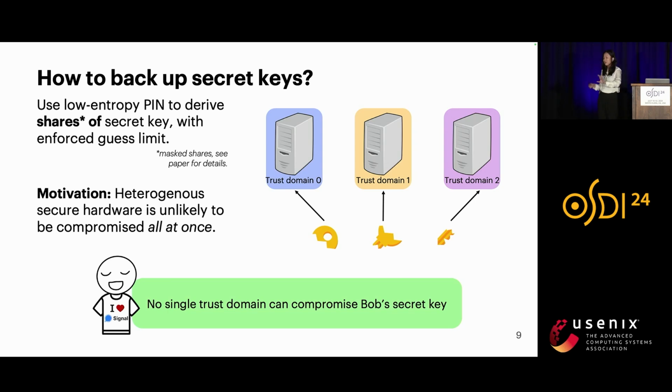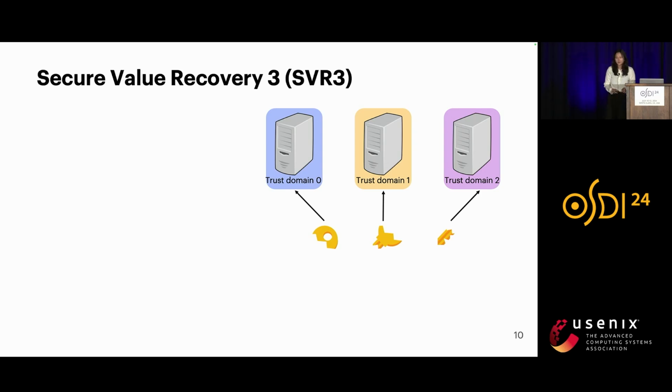And actually, I have shares asterisk here because these are actually masked shares. The paper has more details about the cryptography in the system, but you can think of the architecture we have here as being a little bit cryptographically agnostic, in that we could swap out how we secret share the key as long as we have this assumption of splitting it across trust domains. So this system is called Secure Value Recovery 3, or SVR3 for short.